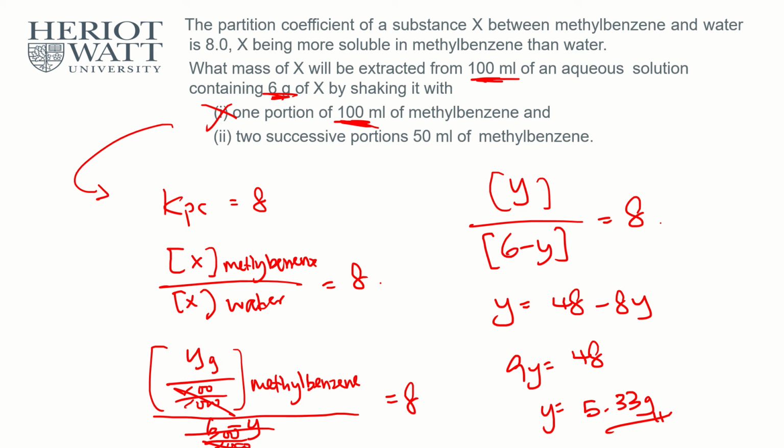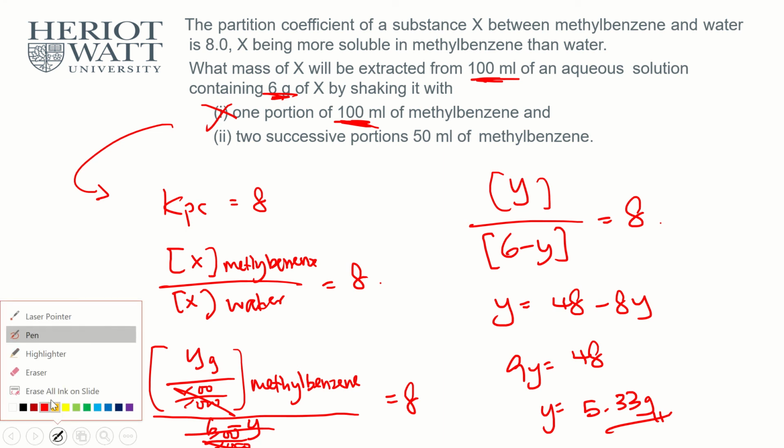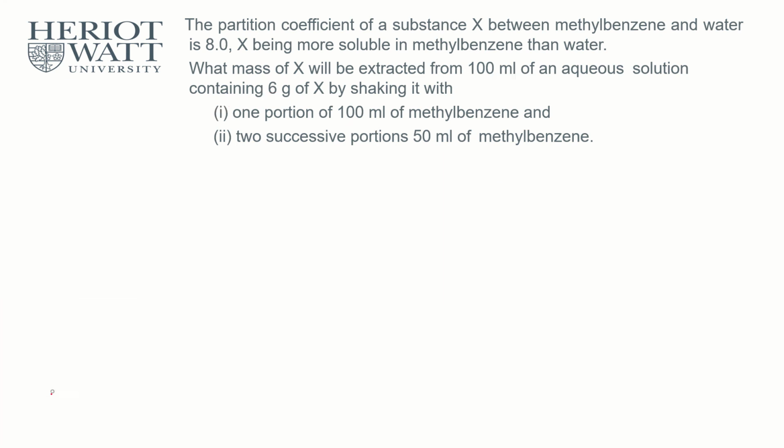Right, let's move on to the second one. Let's erase that. All right, second question, guys. What about two successive portions of 50 ml methylbenzene? Now, what does it mean by two successive portions? Just now, we were using one portion of 100 ml, right? We put it in and we shake them. So we just did it once. But now, instead of using 100 ml to shake once, I split it into two portions, 50 and 50. So I shake with the water twice.